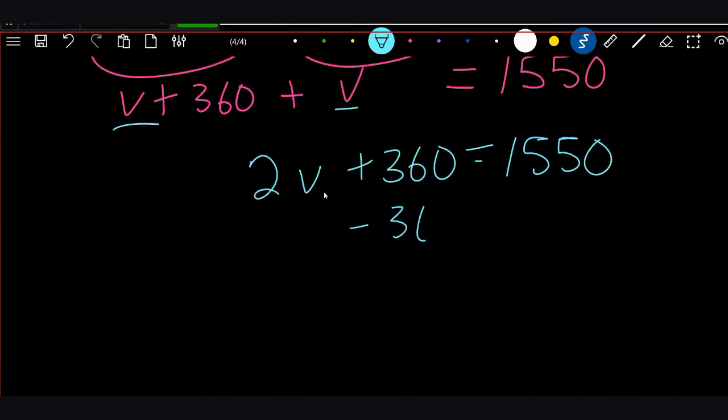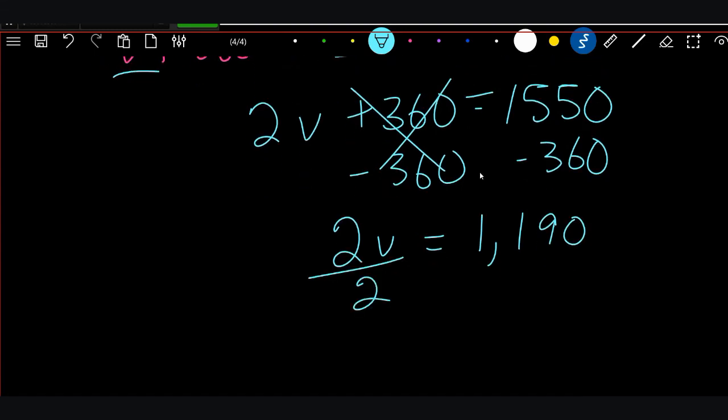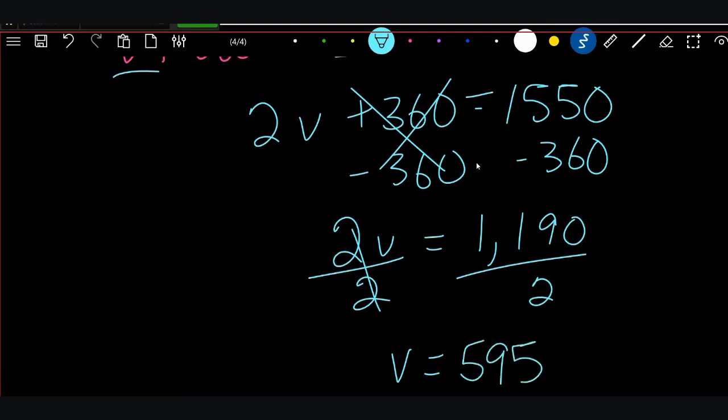Subtract 360 from both sides, and that would give me, just a second here, I'm going to cheat real quick. I'm going to look at what the book has. All right, so that cancels, and I get 2V equals 1,190, and then I would divide that by 2. And I would get, for votes, or these are Baden's votes, 595. All right, so that's my V equals.